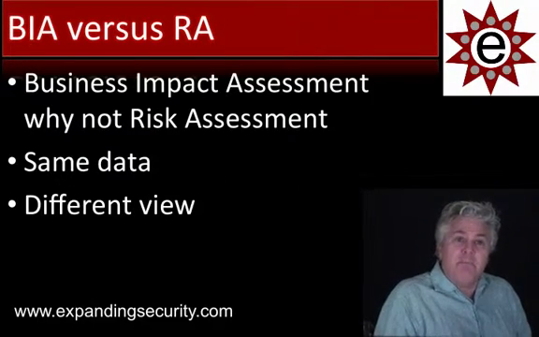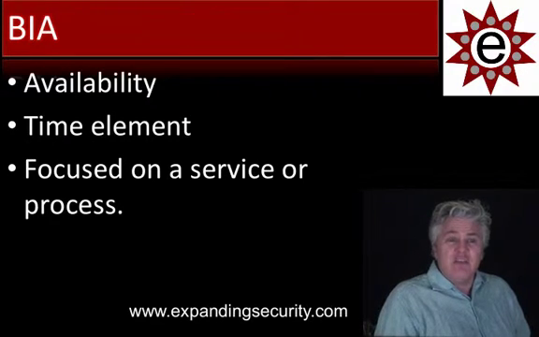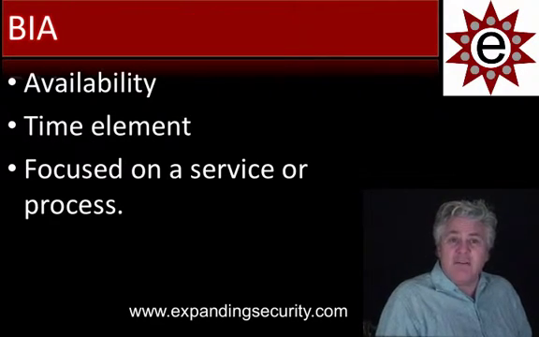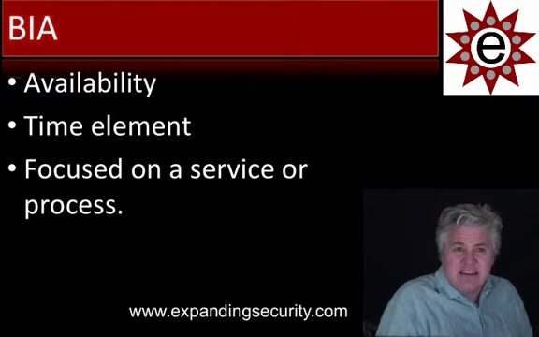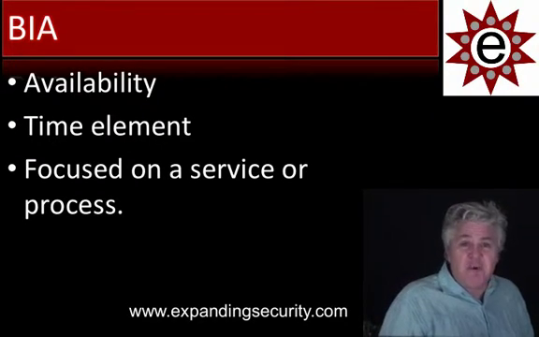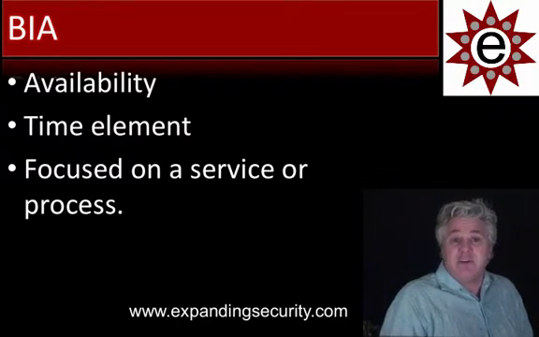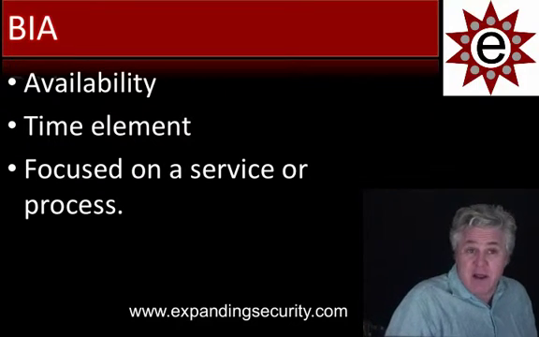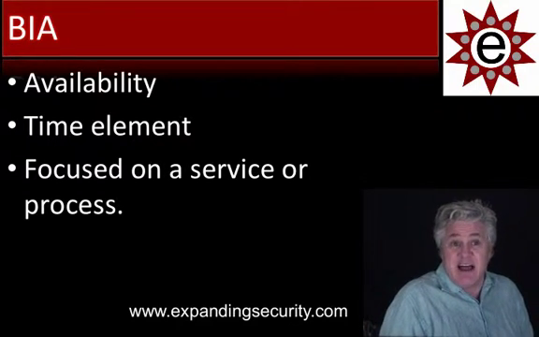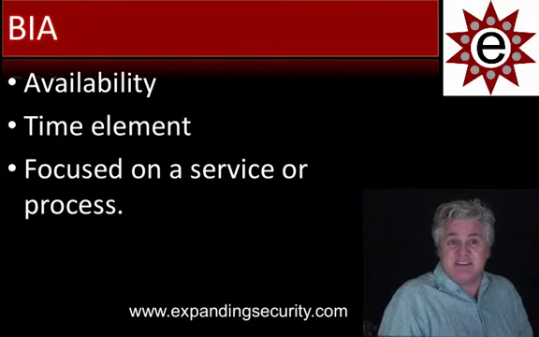Today we're going to talk about business impact assessment versus risk assessment. It's really the same data with a drastically different view. If we look at the BIA, it's all about protecting availability. We look at a time element and we focus on a service or process. For example, we might ask the question, how long can we be without that mail server before it causes a business problem? And that's an availability and time element kind of question. And we answer that in the business impact analysis.